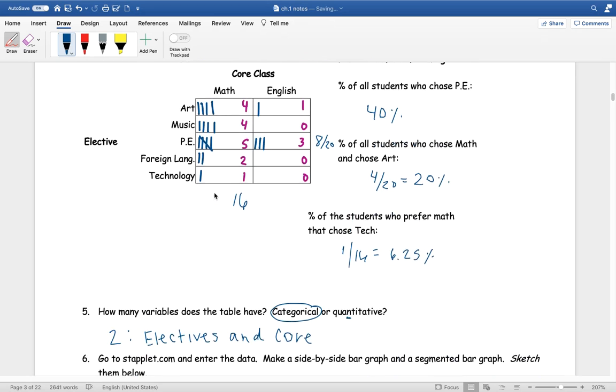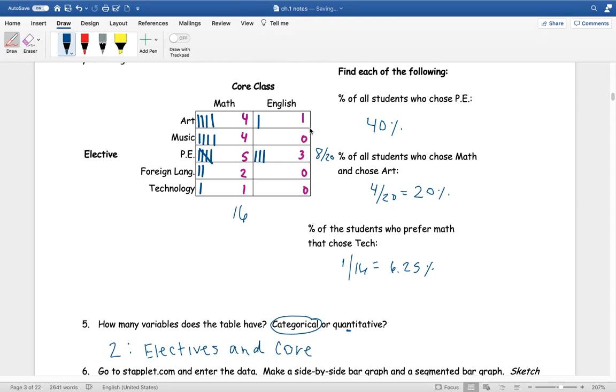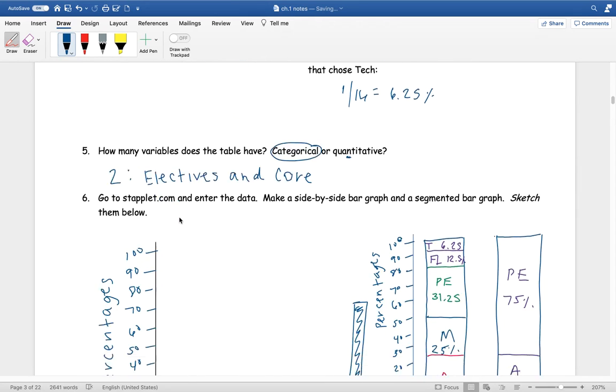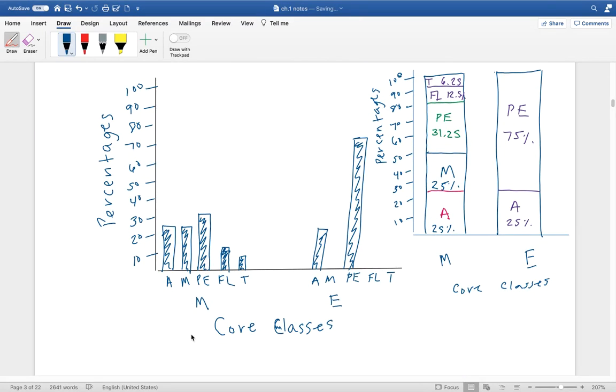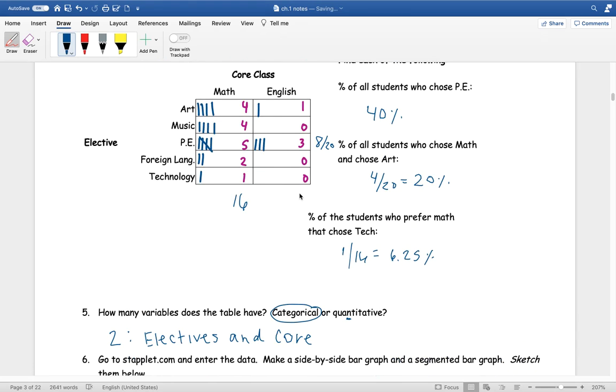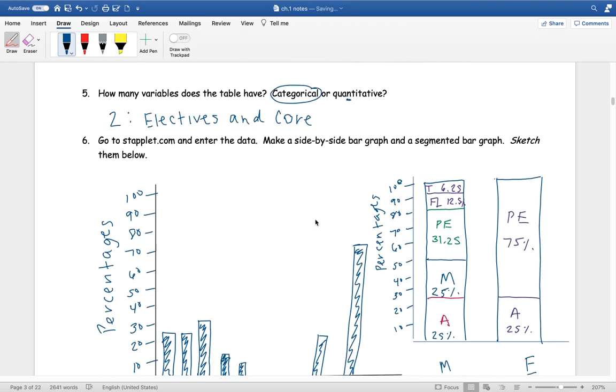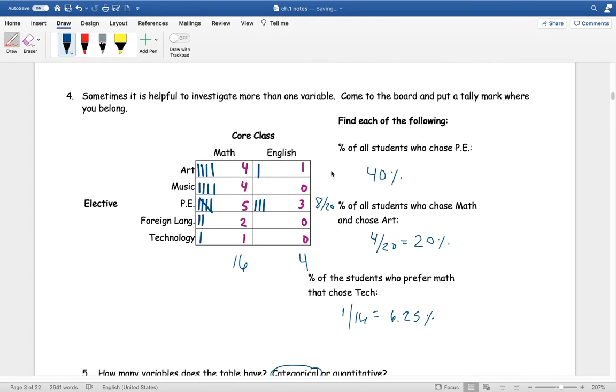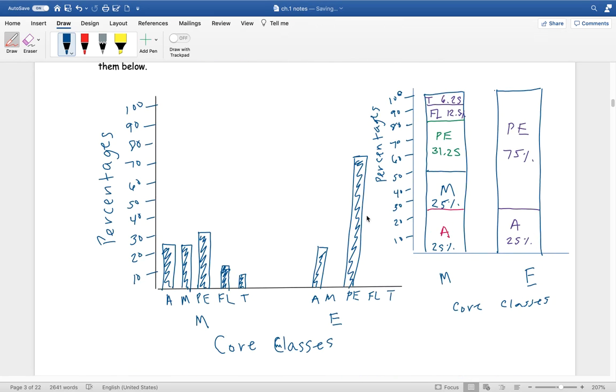I know some of you will try to do out of 20 students. Do not do out of 20 students. Separate them, okay? Math is only out of 16 students. English is only out of 4 students, okay? So if I look over here at English, art had 1 student out of a total of 4. So that is 25%. And then PE had 3 students out of 4. So that's 75%. Then the other ones had nothing. So you just don't put anything there.